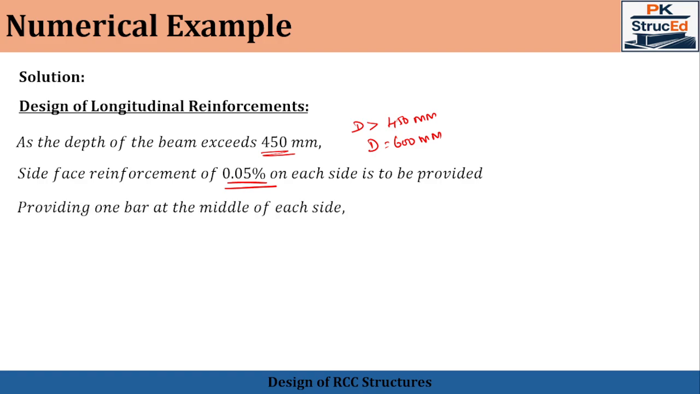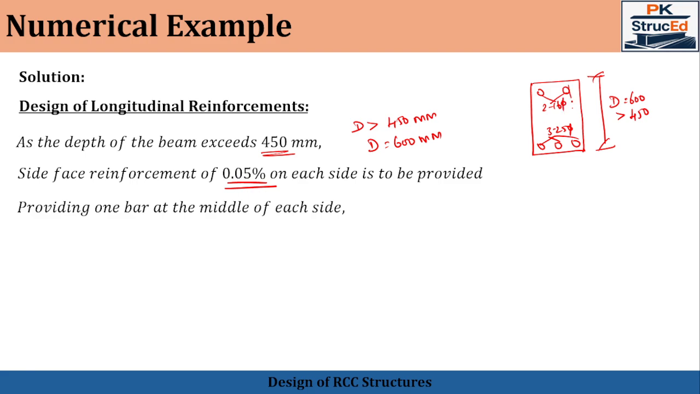Now, we provide 1 bar at the middle of each side. We have a beam. This is the overall depth, D, which is 600 mm. And since this value is exceeding 450, what we are supposed to do is provide one more longitudinal reinforcement. Here we have designed the main reinforcement. We already decided this as 3 numbers of 25 dia, and we provided 2 numbers of 16 as the hanger bars.